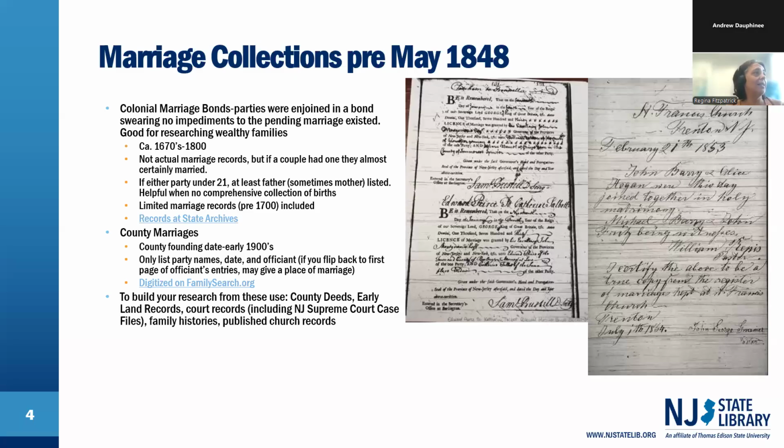I selected this particular example because it's a loose marriage return, so it does have a little bit more information. We know that the parties were married at St. Francis Church in Trenton. We have the date of marriage. We have their names, John Barry and Alice Hogan, and we have two witnesses plus the officiant's name right there. So we have several clues.